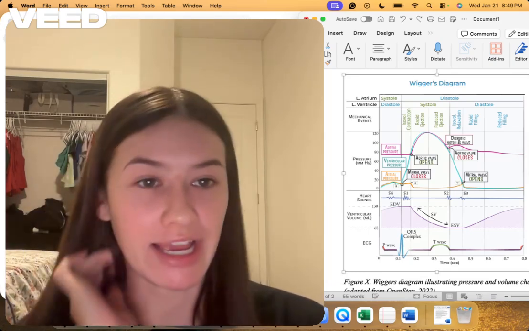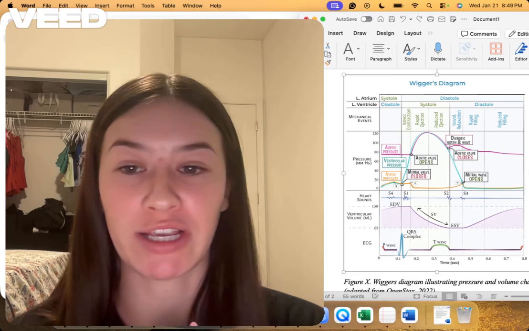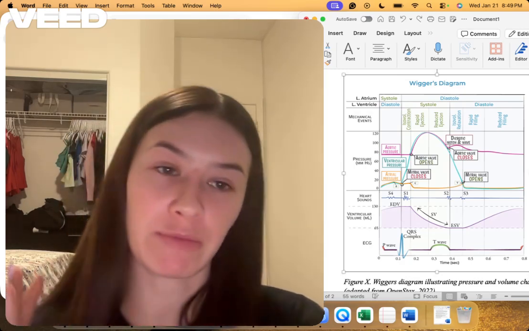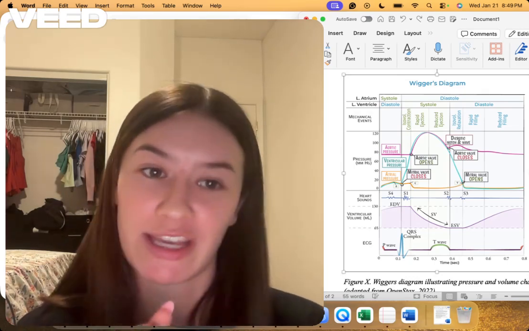This is the Wiggers diagram, which shows what happens during a complete cardiac cycle. I'm going to be walking you through step by step and focusing on systole and diastole.